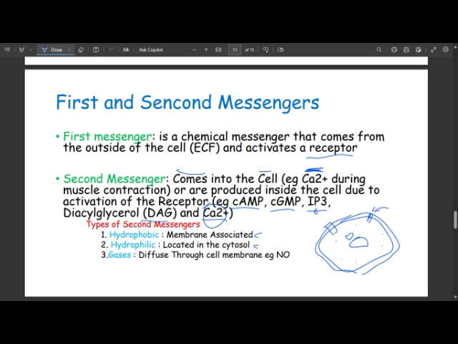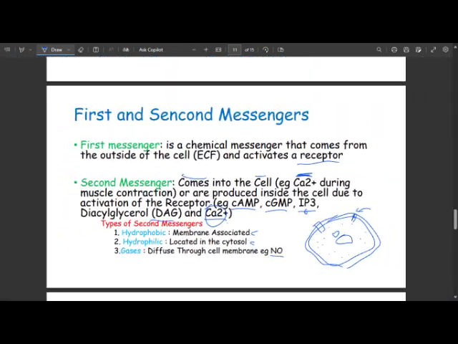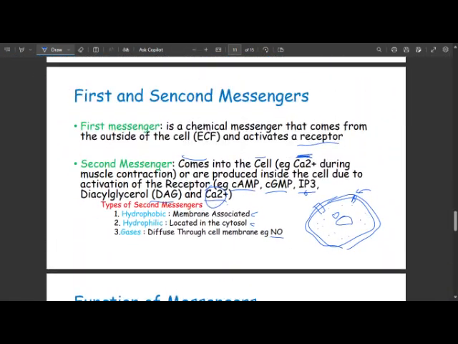And the hydrophilic ones are located in the cytosol. That's where most of the action happens, because this is where the water is. You have a lot of water there. And then for gases, these diffuse through the cell membrane. An example is nitric oxide. These ones are able to diffuse through the cell membrane and into the cytosol, and they're able to attach to receptors that are on the nucleus themselves.